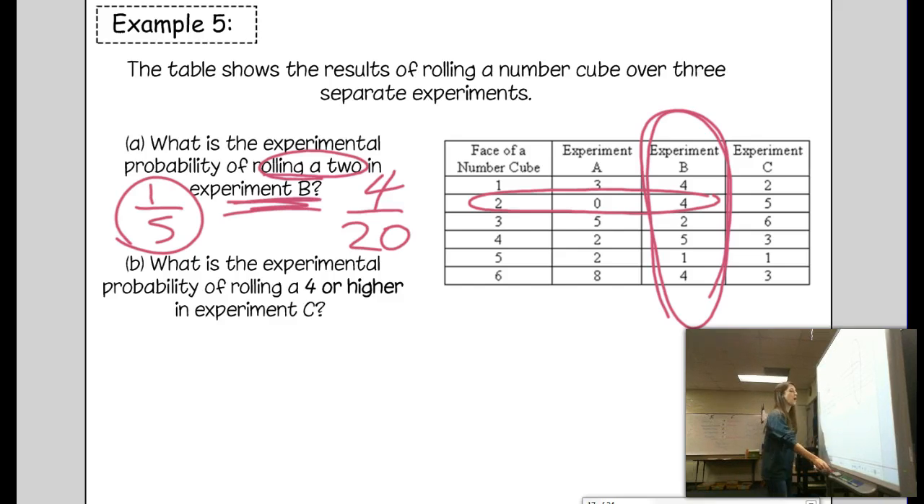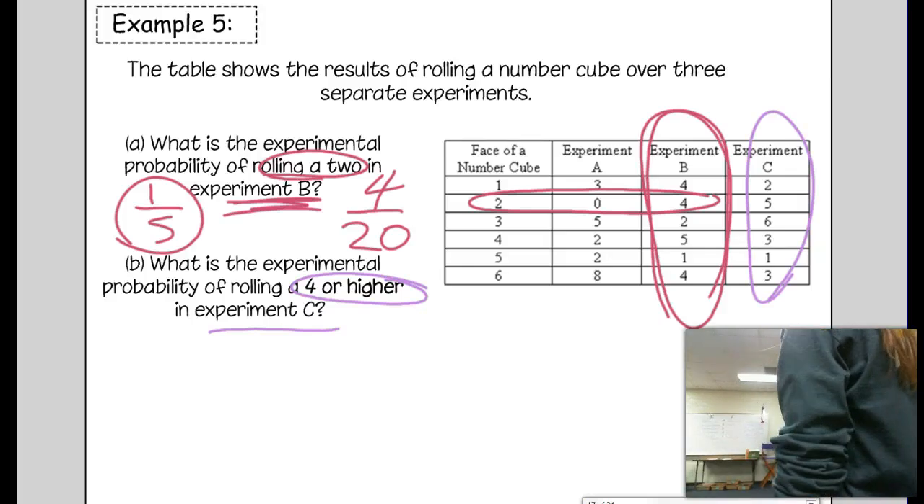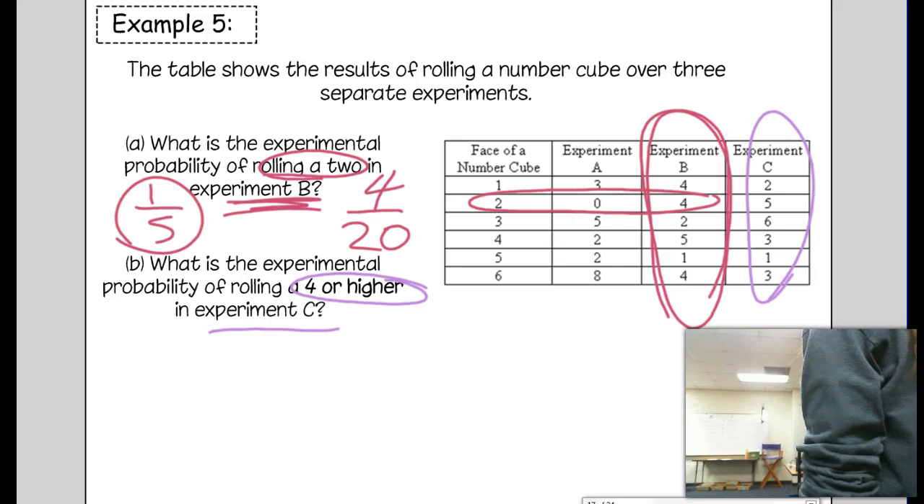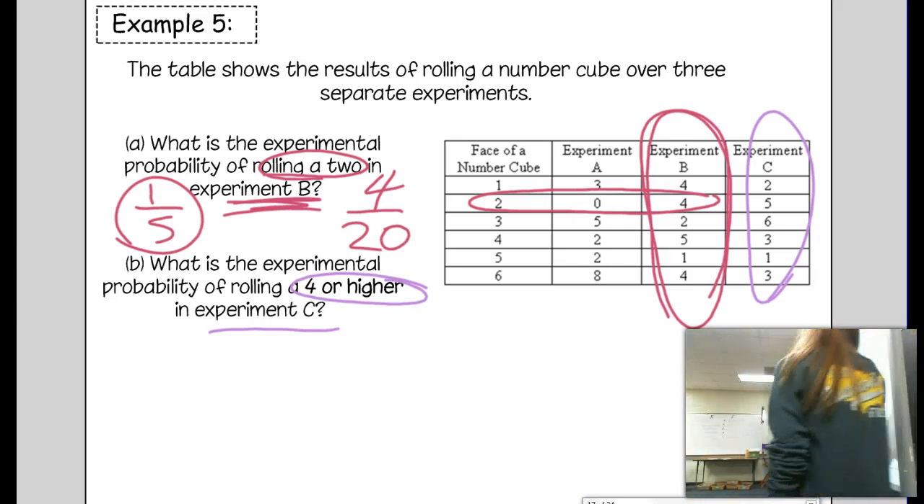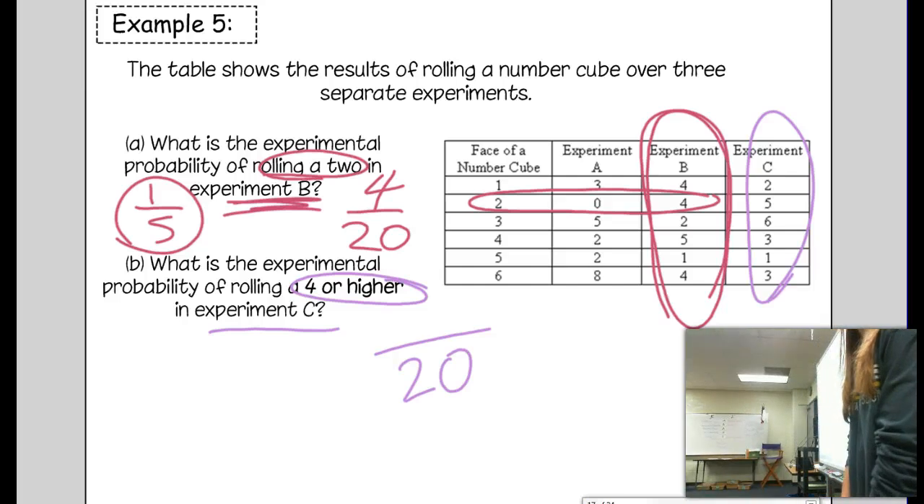What's the experimental probability of rolling a 4 or higher in experiment C? Matt, what do we got to do first? Count them all up. 5, 6, 7, 7 plus 6, 13, 14, 15, 16, 17, 18, 19. Oh, they did it 20 times again. Okay, that's easy. 4 or higher. So it's going to be 3.